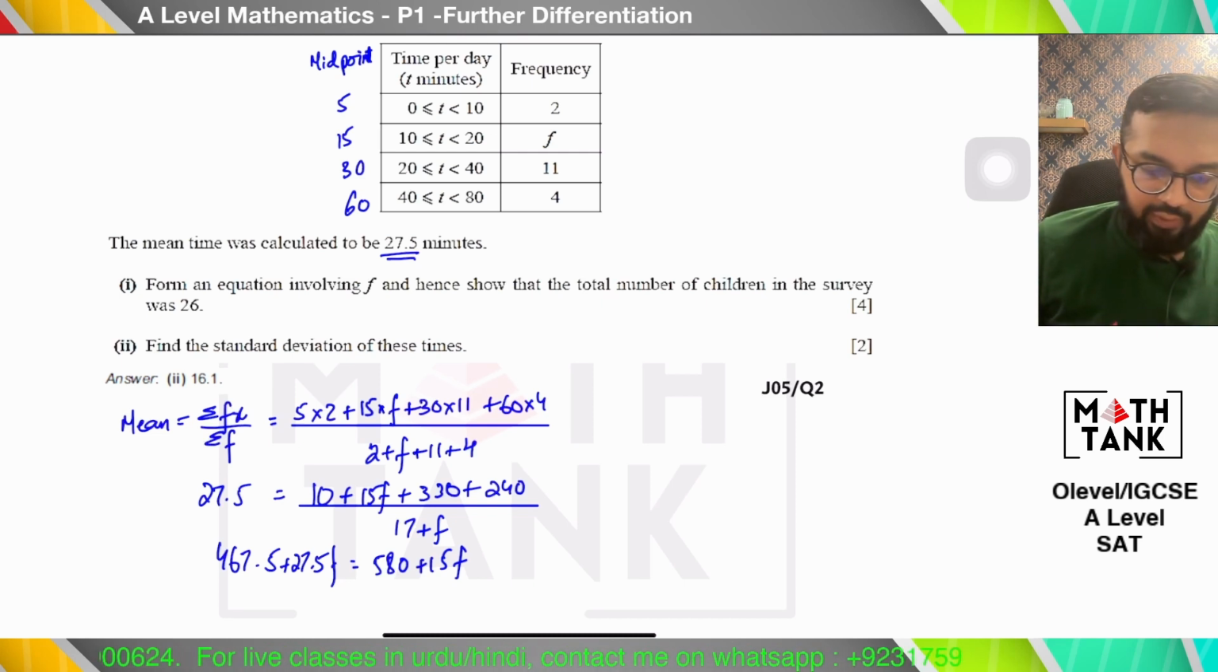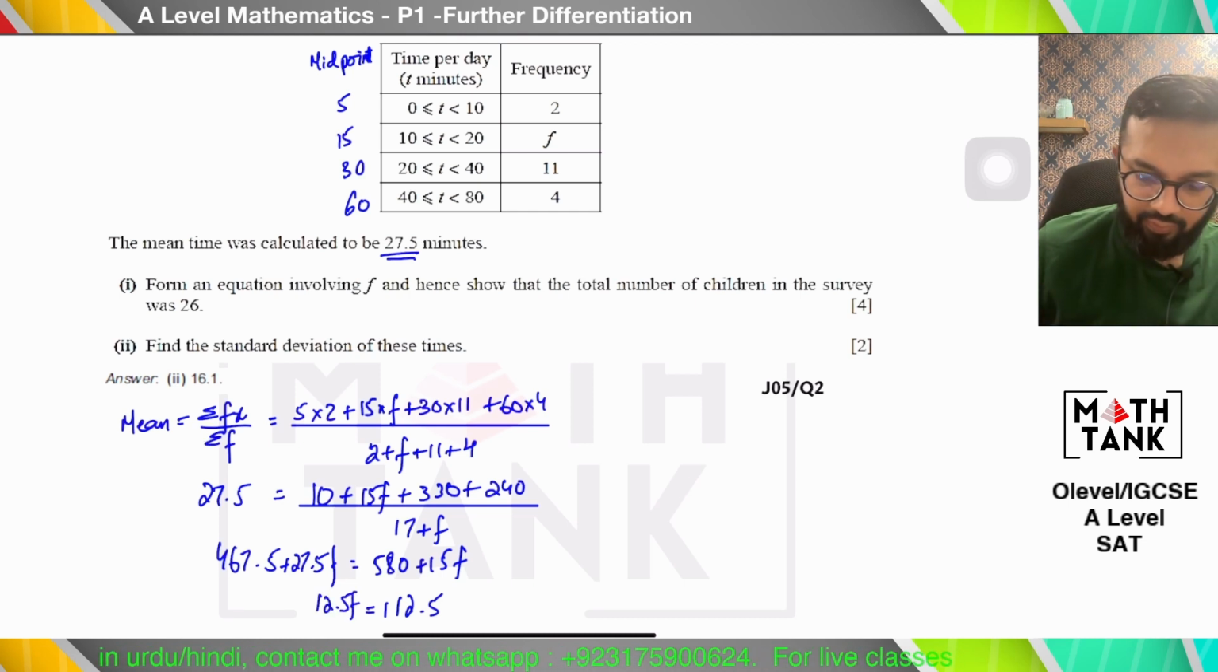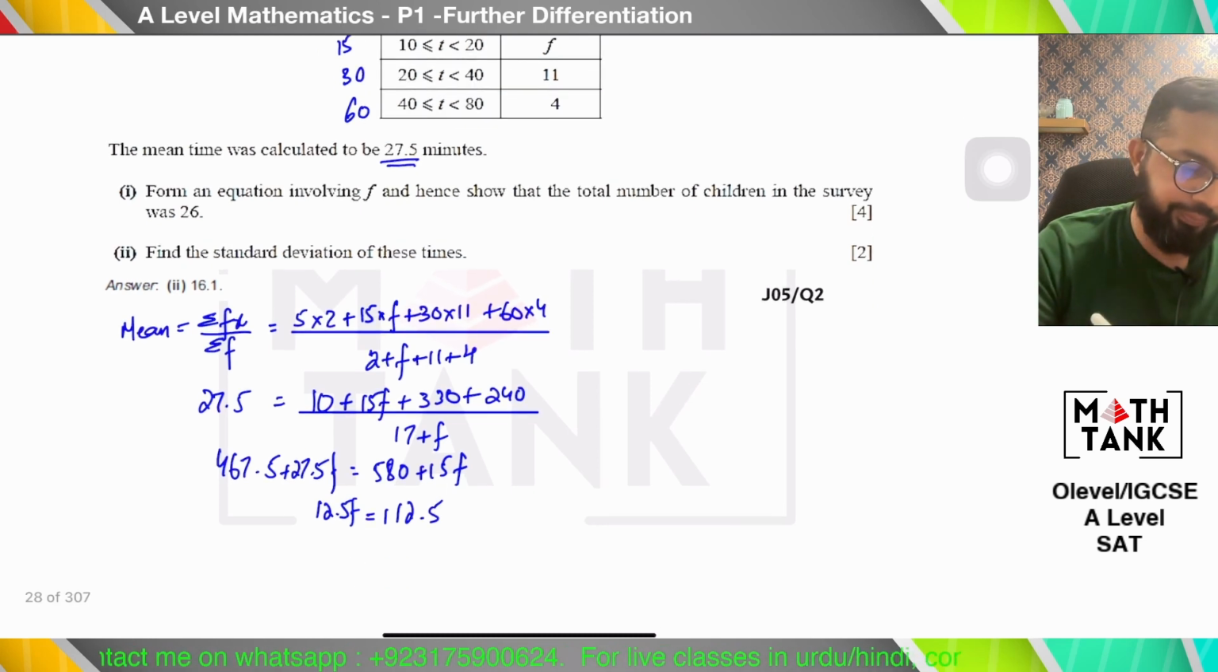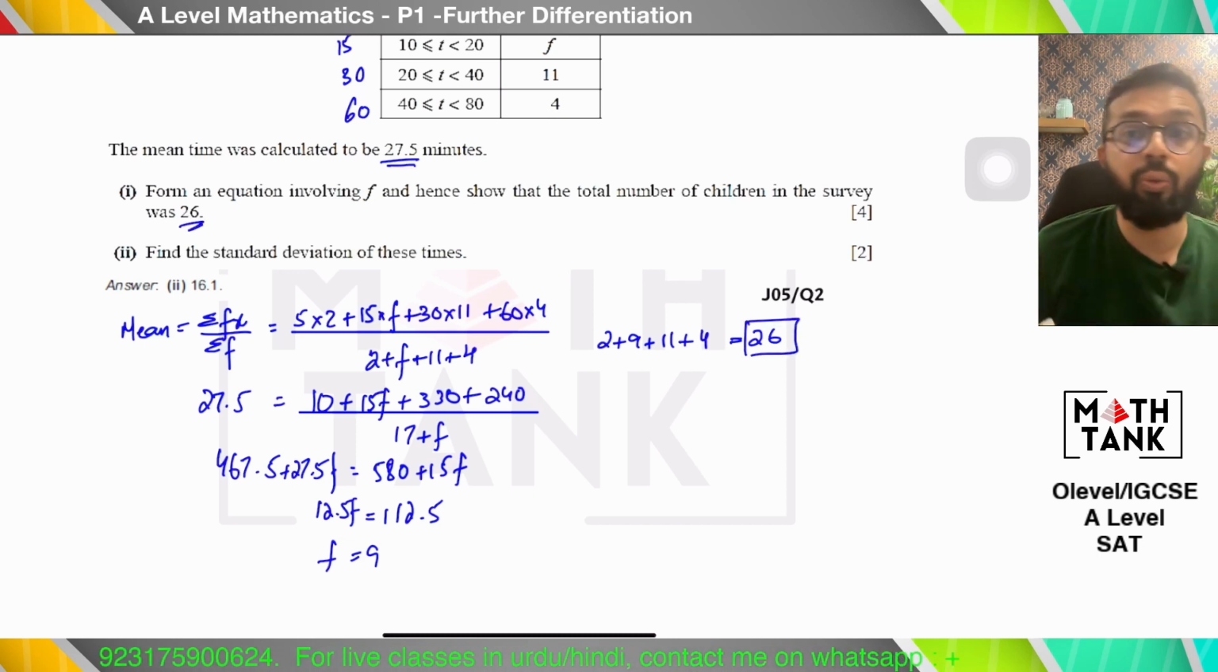Okay, so 580 minus 467.5 gives me 112.5, and that gives me 12.5f, and f should therefore be 9. So the total number should be 2 plus 9 plus 11 plus 4, which should give you 26 as the total. That's what the question was asking you to show.